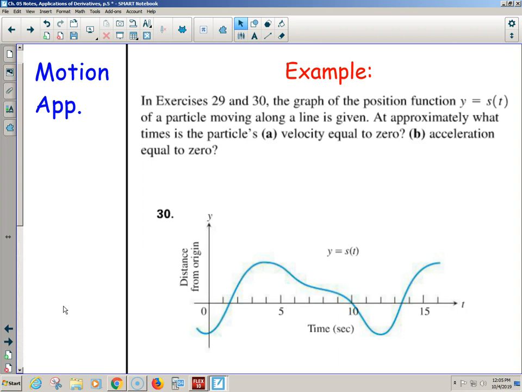Oh, this is a position graph. All we have to think about is when the slope is 0, right? So how about at 0, and how about at approximately 4, sure. How about at... I don't think so, I don't think that's flat. Oh, that one's flat. 12? And then, yeah, that's flat. 16. Okay, what else are they asking for?